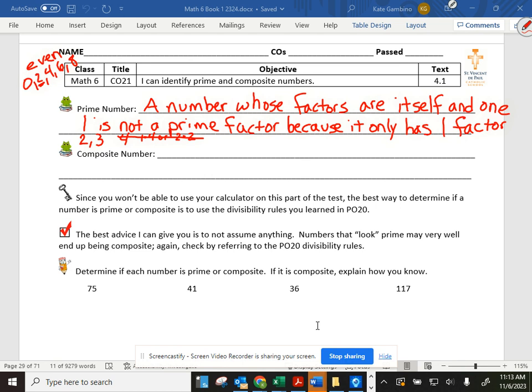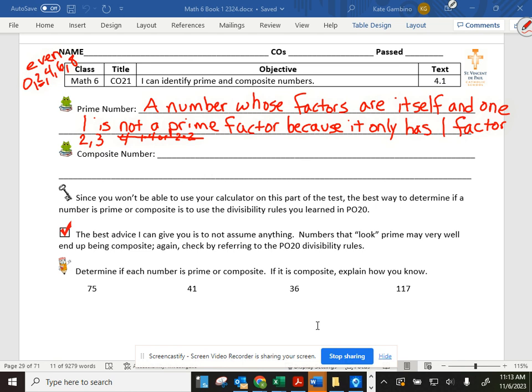But that does not mean that all odd numbers are prime. Because if we look at 9, 9 is not a prime because we could do 3 times 3. So the only even prime number is 2. And there are some odd primes, but not all odd numbers are prime.